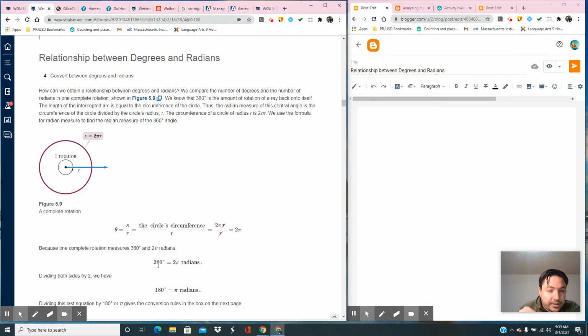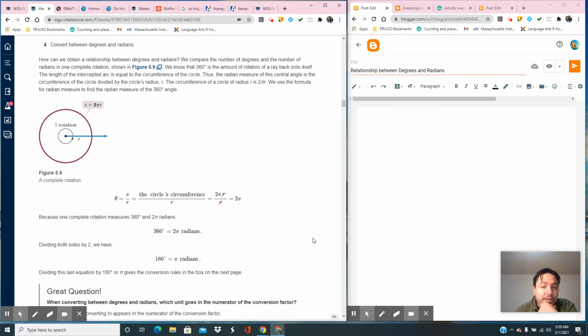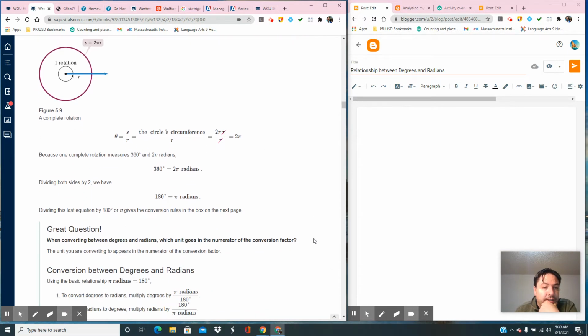I know that 360 degrees is 2 pi radians and 180 degrees is pi radians. They're showing us that we have the circumference of the circle divided by the radius here. Okay, so that's how we get the formula. That makes perfect sense.